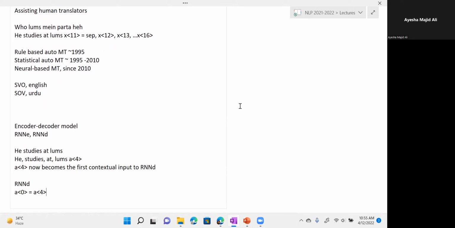ठीक है. So what does this mean? कि previous सारी information जो input language की थी, which was in A4, now gets into your A0. ठीक है.